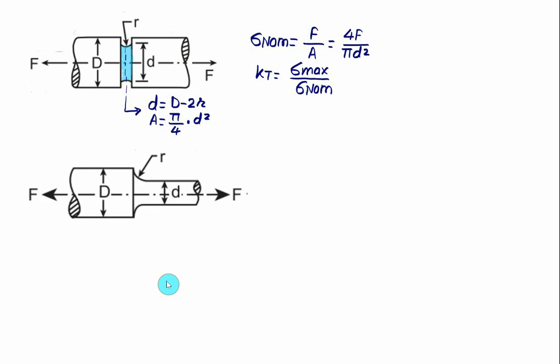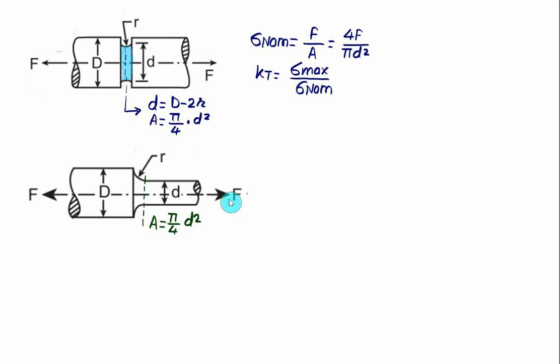To reduce the stress concentration in the case of a step shaft, which has a sudden change in diameter from D to d, a sharp corner is not used. Rather, a fillet of radius r is provided, and maximum stress is produced at the fillet. So this area you have to calculate for nominal stress, and this area will be equal to pi by 4 multiplied by d square.